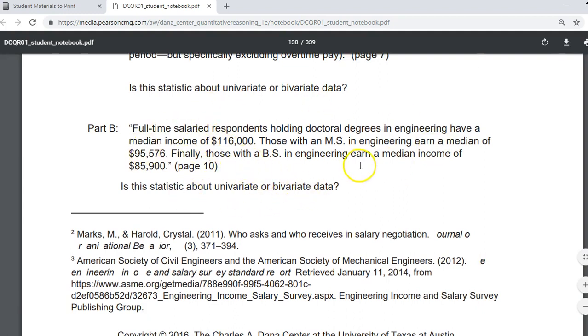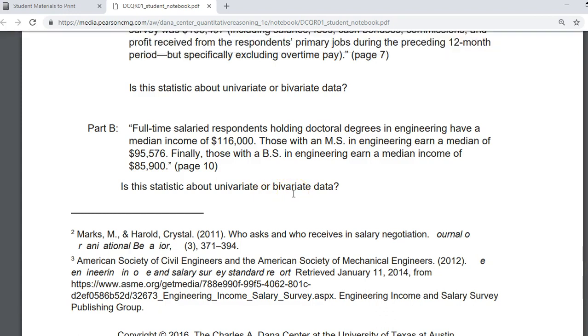Can you read through a paragraph and pick out whether it's univariate or bivariate and then name the variables? In this particular problem, it was talking about salary, and then it was talking about different degrees. So in other words, your salary was going to be impacted by your degree. Like if you had a bachelor's, you should make 1 salary.